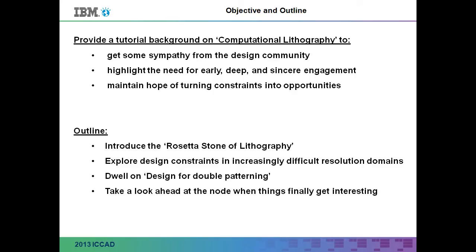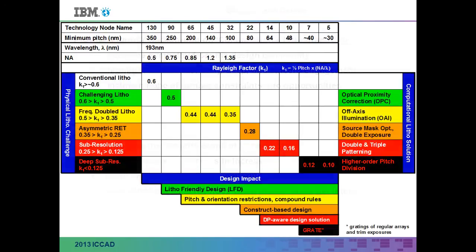I'll spend quite a bit of time on double patterning, and I think the brightness of our projector far exceeds the brightness of the pointer, so I'll wave it around just so I have something in my hand, but I don't think you'll be able to see anything. Finally, there is life beyond double patterning, and at that point things really start to get interesting. So please stick around long enough to get to that final bullet, because that's the really interesting part.